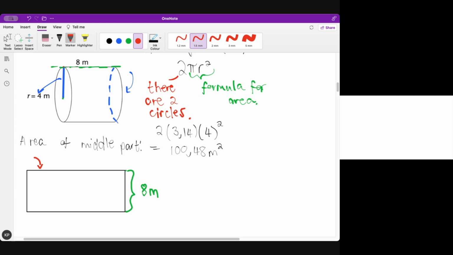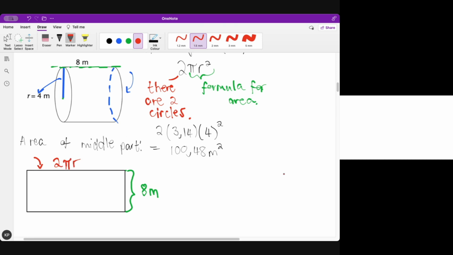And how do we work out the outside of the shape? What's the formula for the circumference of a circle? Does anybody remember? What is the formula for the outside of a circle? We need to learn our formulas, guys. Yes, 2 times pi times the radius.